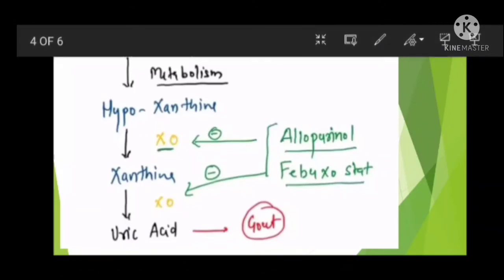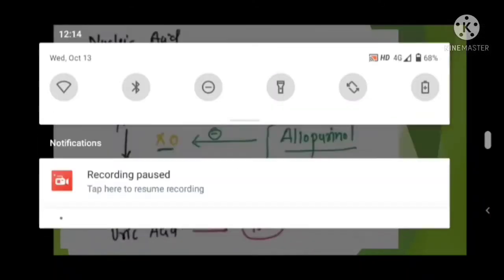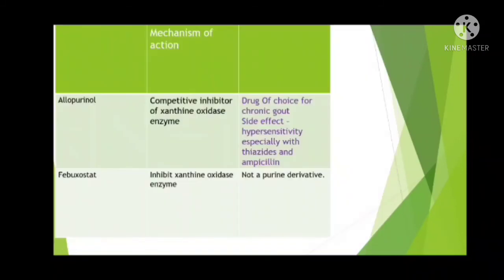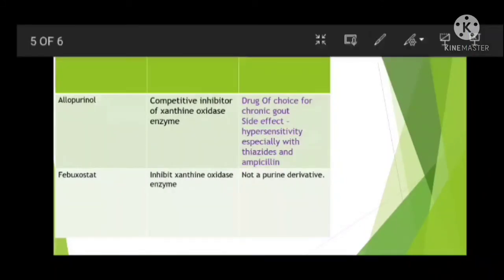And we have developed another drug which we give when a patient is allergic to allopurinol. Allopurinol is a purine derivative and febuxostat is not a purine derivative, and it has less incidence of hypersensitivity. Febuxostat also inhibits xanthine oxidase enzyme, but it has less incidence of hypersensitivity, and it is not a purine derivative. So if a patient is allergic to allopurinol, we can give febuxostat.